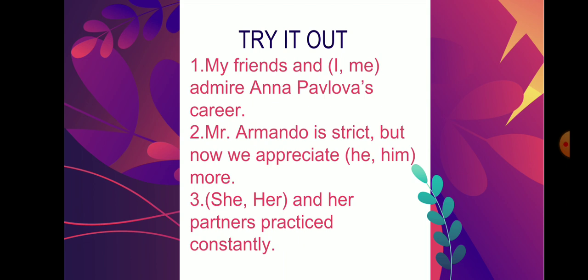3. She, her, and her partners practice constantly. Think about the answer. She and her partners practice constantly. Why am I using she? Because it's in the subject part of the sentence.